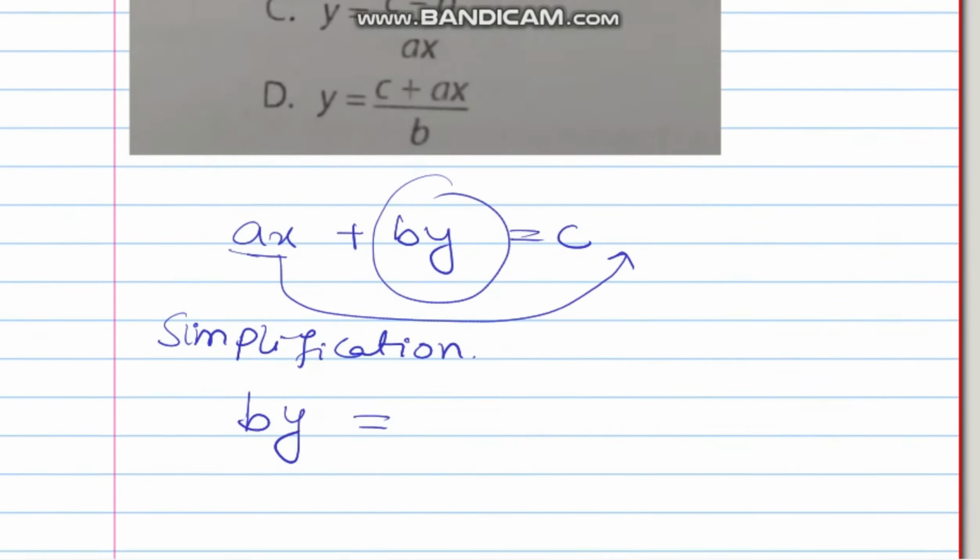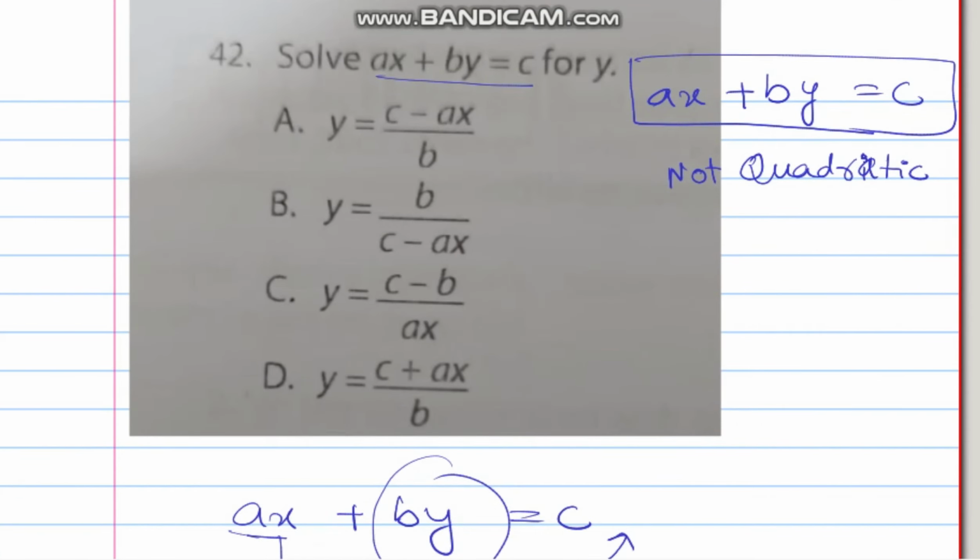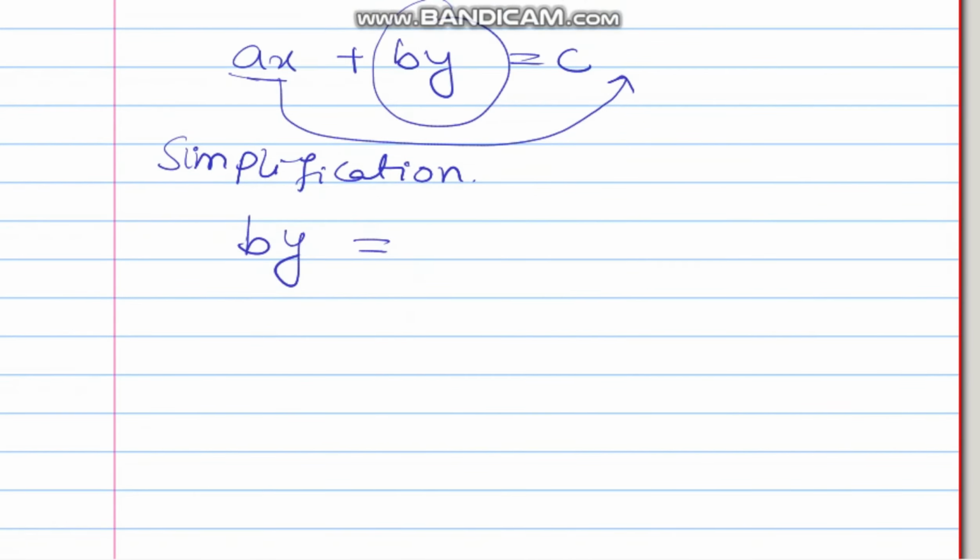Now let me move to the question again. I want to show you one thing. Dear students, the options given to us are: y is equal to that, y is equal to that, y is equal to that, y is equal to that. It means that we want the value of y in separate form. So I am separating the y, shifting the ax to the right-hand side, and its sign will be changed.